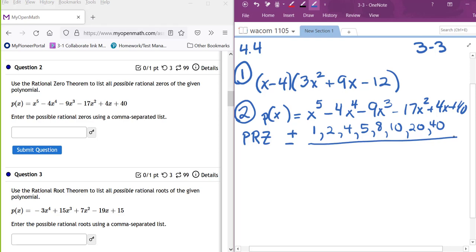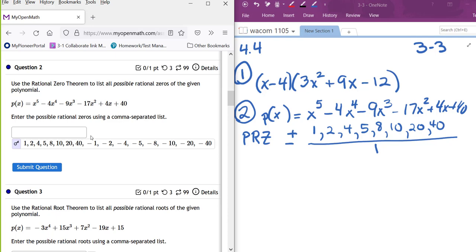And the formula says over the factors of the leading coefficient. It's 1, so it doesn't matter here. I'll just put it for, so we have the whole formula there. So when we do the answers, we've got all of these positive and all of these negative. These are possibilities for the zeros to be. And there you go. I am not about to enter all those. Okay. So let's look at 3.